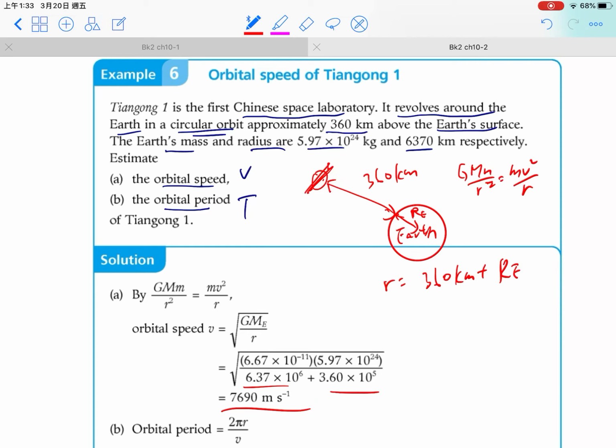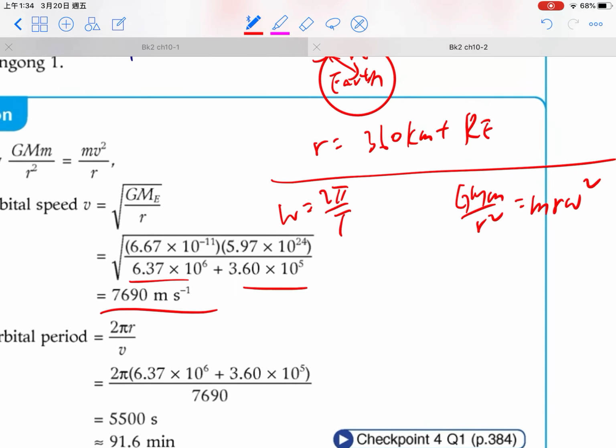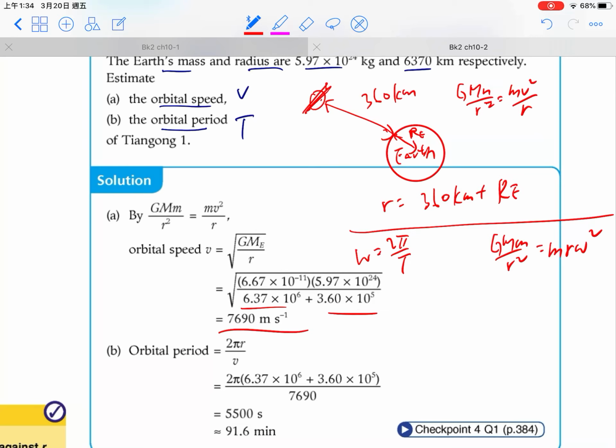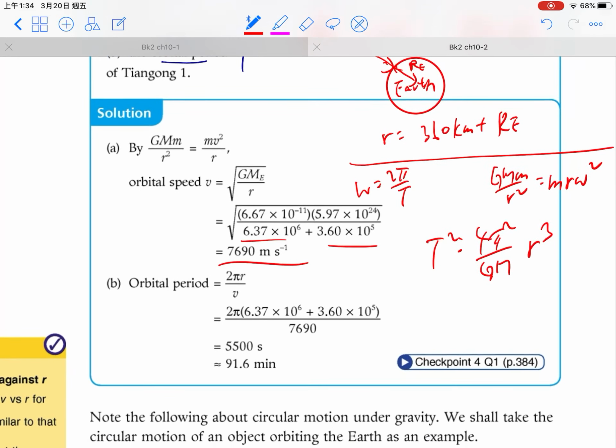So we can get a result by calculation. Second part, find the period. So we have to apply the correct equation. GMm over r squared equal to mr omega squared, because we know omega equals 2 pi over T. You've learned this in the last chapter, circular motion. So we can get T squared equal to 4 pi squared over GM times r cubed, by this equation.